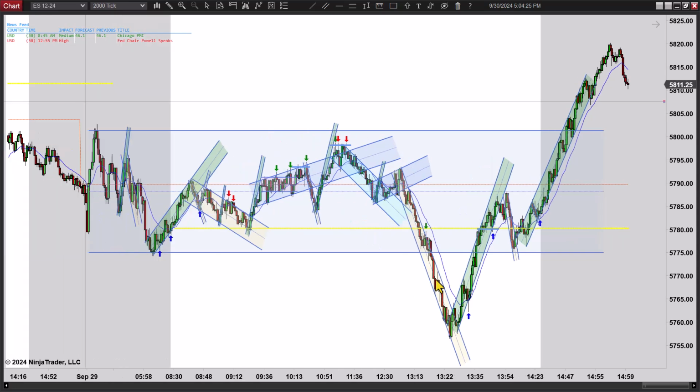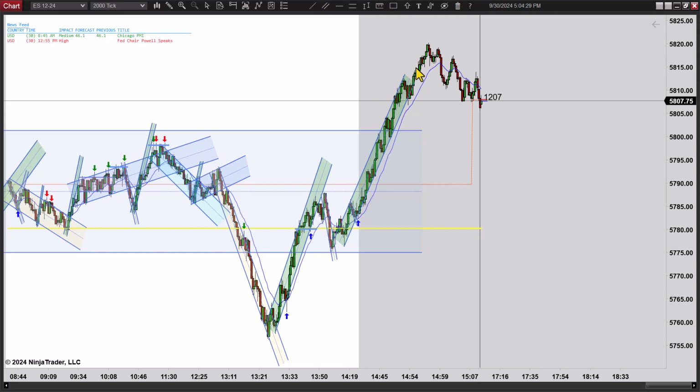So there it is. Again, it's just a range day. We had a little failed break lower, and then we broke out the top side. Looks like it was going to fail as well. We ran out of time before it traded back to the range, but they're probably pretty equal breakouts.